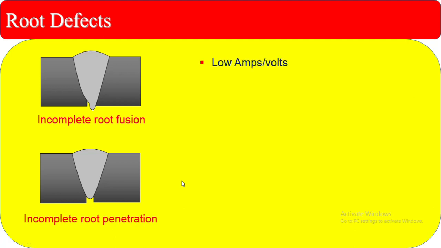Why does it happen? Low amperage and volt. If the current is too low, you can find incomplete root penetration, because the melting power is low. That's why it's not melting into the parent metal. Large root face: if the root face is not as per the WPS, that area is very difficult to fuse at the time of root welding.